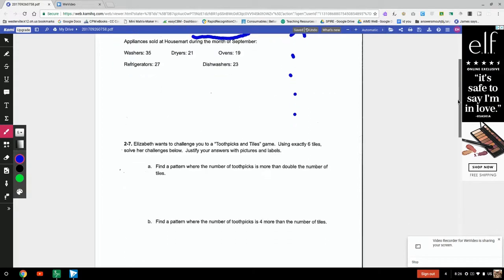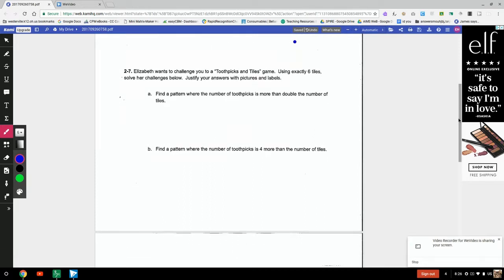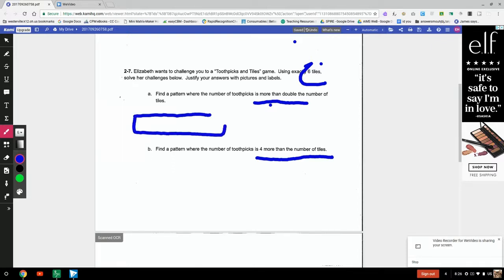All right, we're just going back to our toothpick game. So that's using area and perimeter. You have 6 tiles. You're supposed to solve the challenges below. So A, you want more than double the number of tiles. And for B, you want to have only 4 more toothpicks than tiles. Just to get you started, see if you can figure out another one, but there's a pretty easy one right here. You just drew in a straight line and you have 6 tiles.